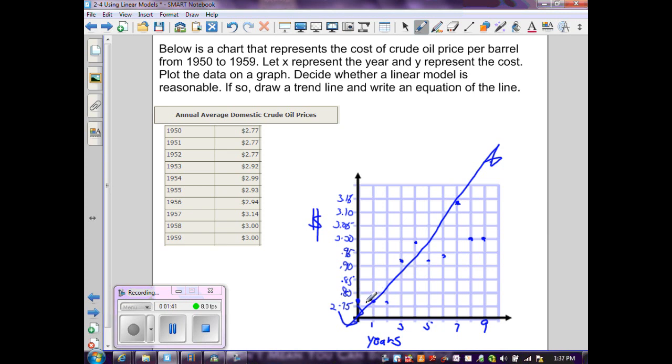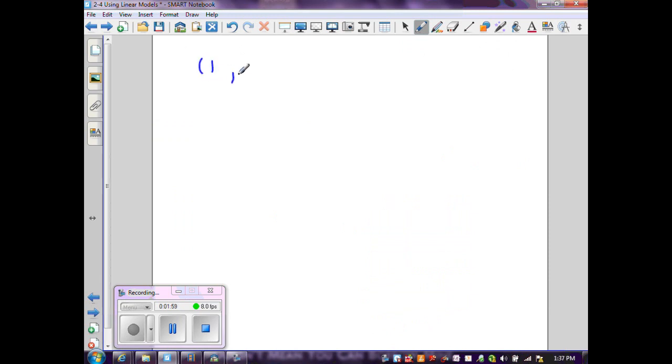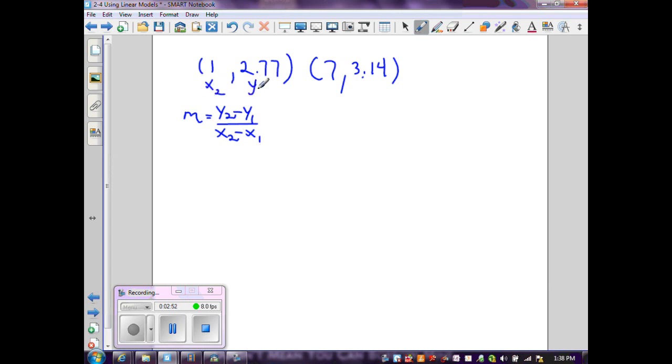So what 2 points did I pick? I picked 1951, 277, and I've also picked 1957, and that would be 314. So year 1, $2.77, and year 7, $3.14. Now, I need to create an equation using these 2 points. To do this, I need to find my slope. Recall my slope is y2 minus y1 over x2 minus x1. I'm going to let this be x sub 2, y sub 2, x sub 1, y sub 1.